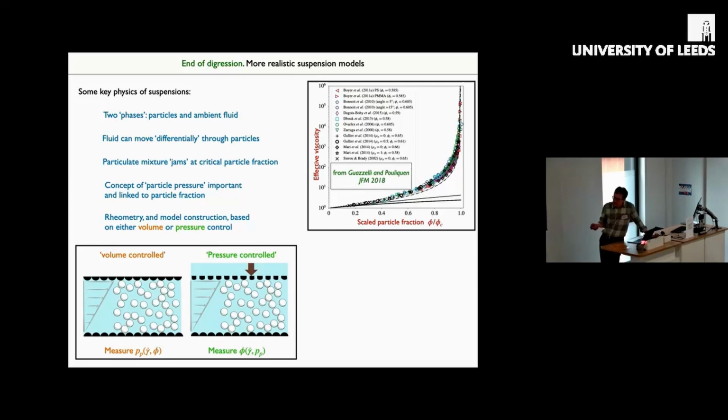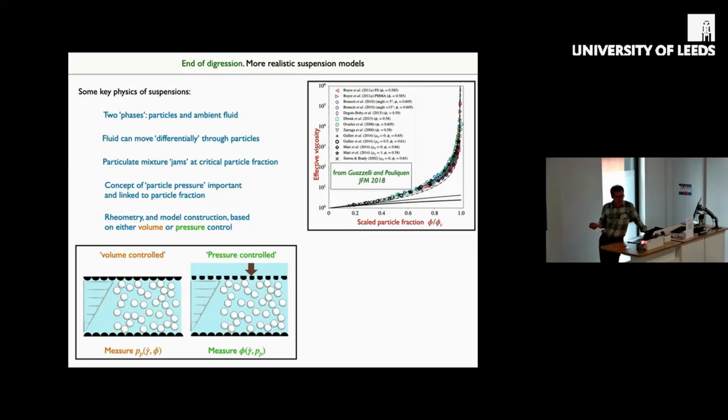And let's say you apply a shear to the top plate. You could also measure what the normal stress is on the top plate, and you would find, depending on how confined you'd made it, you might measure some normal stress response associated with the fact that these particles can push into each other and create a normal stress, what's called a particle pressure.